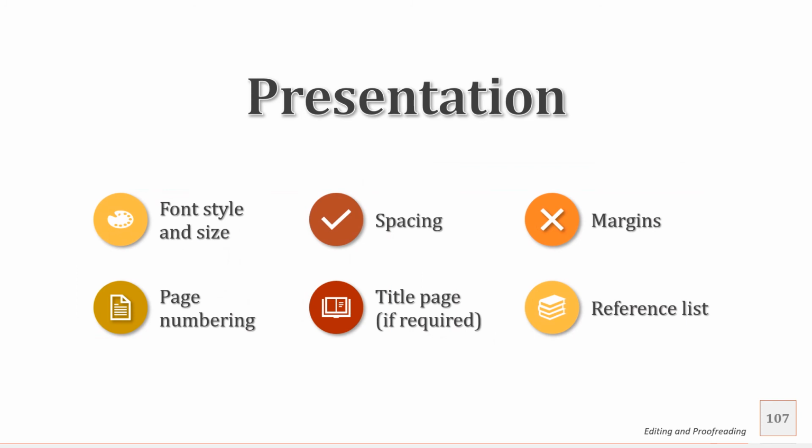Finally, you need to look at the presentation of your work. Your university may give you guidelines on how to present your work. Follow these strictly. If not, then ensure your presentation is consistent with font style and size, spacing of your words and between lines, margins either side and above and below your writing, page numbering, a title page if it's required, as well as your reference list. And with your reference list, ensure you're following the correct format as specified by your university, whether it's APA or MLA.